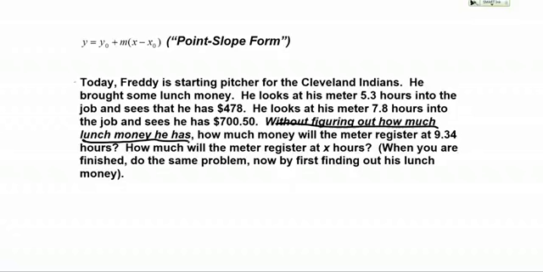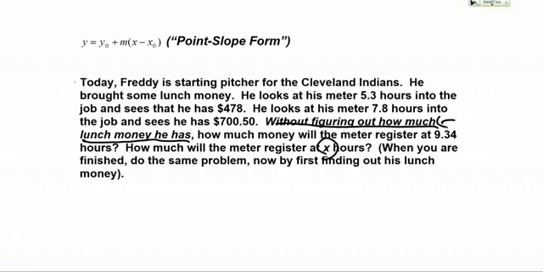Without figuring out how much lunch money he has, so this is going to be very important here. We want to resist the temptation of finding out how much lunch money he has. How much money will the meter register at 9.34 hours? So again, we want to find out how much money he will have at some other time other than what's given here, and then later, how about at x hours? And when we're finished there, we'll do the same problem, but then we'll go back and find out his lunch money first. But for now, we're going to do it without figuring out how much lunch money he has.